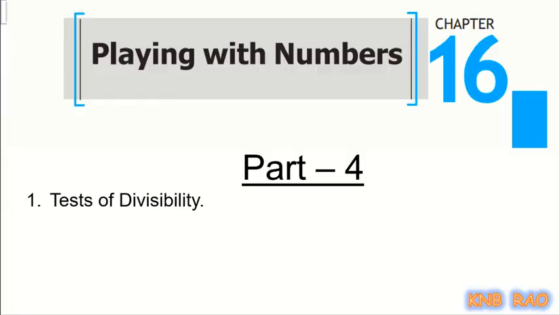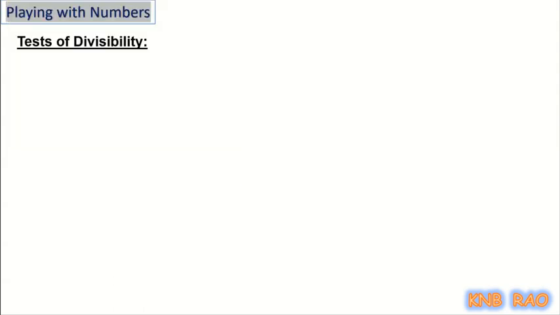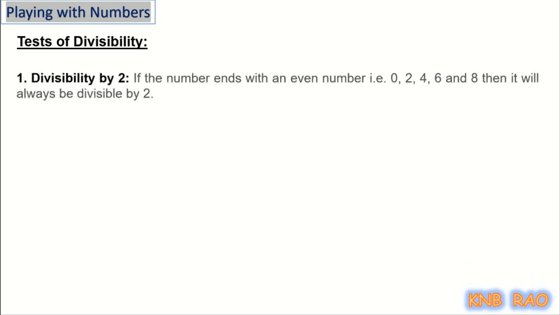Students, this is part 4 of the chapter Playing with Numbers. In this part 4, we will revise the tests of divisibility. We are going to learn rules for checking whether any number is divisible by 2, 3, 4, 5, 6, the numbers up to 10.